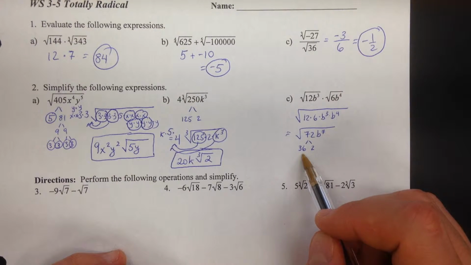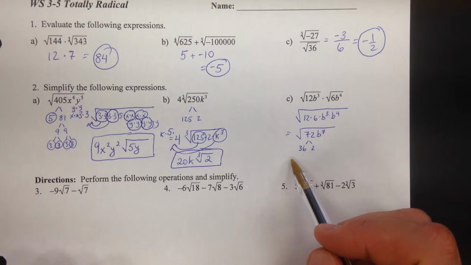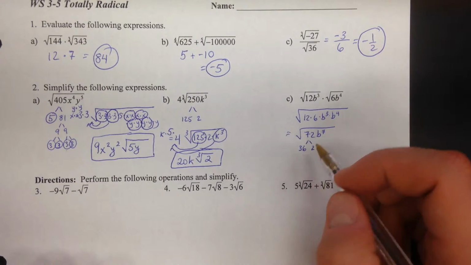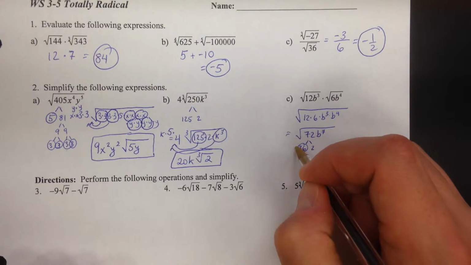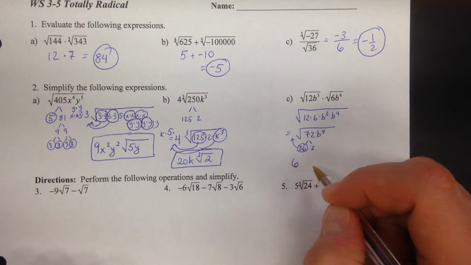Now I could keep breaking it down like I did in part A, and I would eventually get the answer. But this is going to be faster. I can just pull out that square root of 36. So I'm going to take a 6 out.